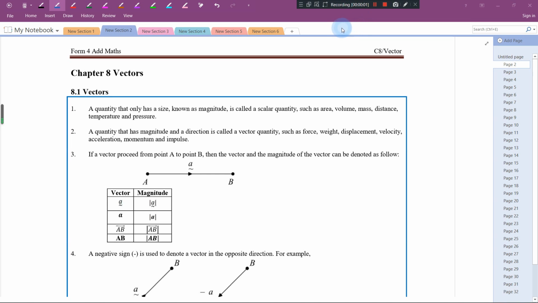Hi everybody, in this video, let's look at 8.1 vectors. In PT3, you already learned about the vector quantity and scalar quantity, right? Let's do a quick revision. A scalar quantity is a quantity that only has magnitudes. For example, area, volume, mass, distance, and so on. Okay, let me add one more here, speed.